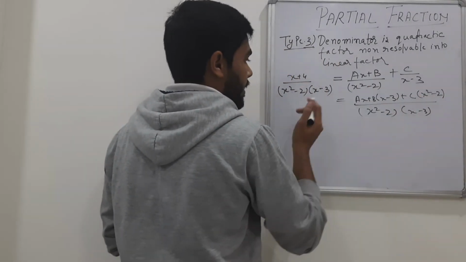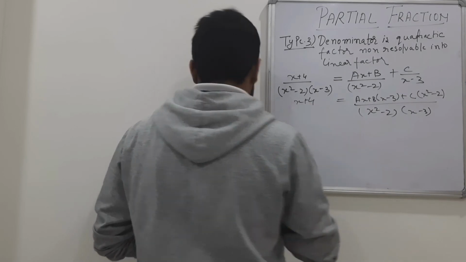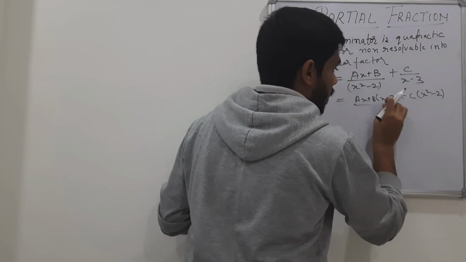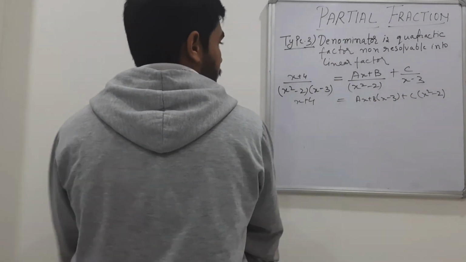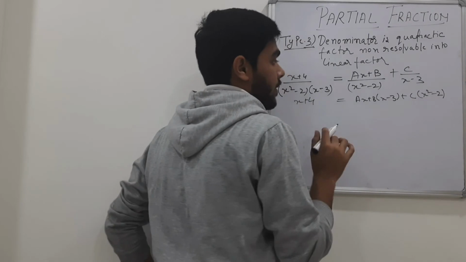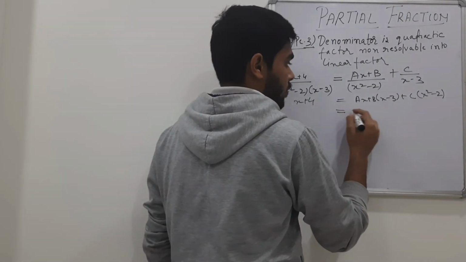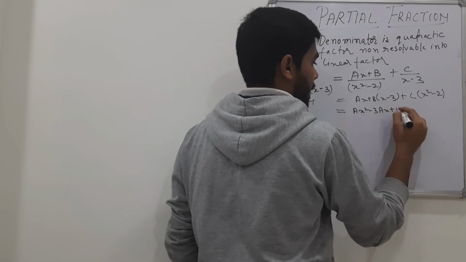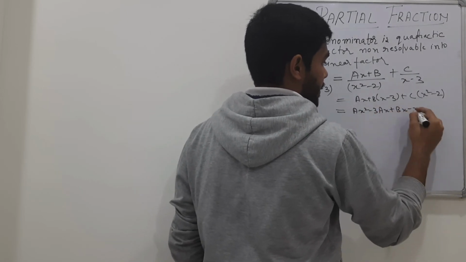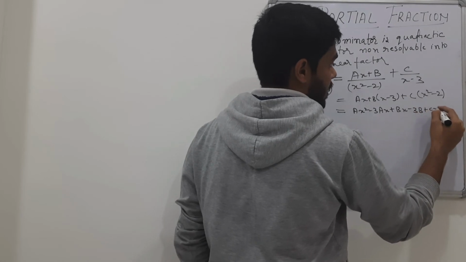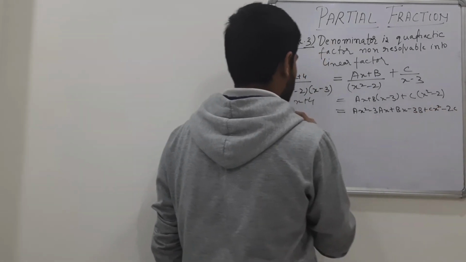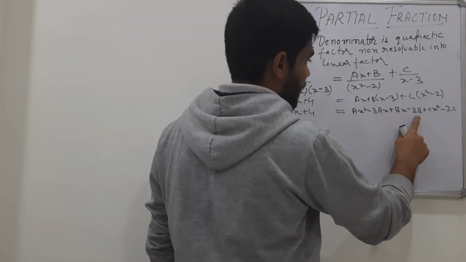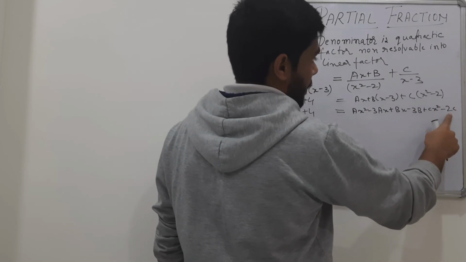So the LCM and the LCM will get cancelled, and x plus 4 equals this. I will write it down: x square minus 2 and x minus 3. Done. Now we will solve this. Ax square minus 3ax plus bx minus 3b plus cx square minus 2c equals x plus 4.